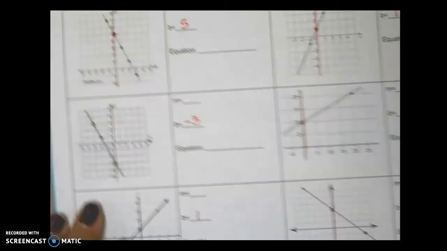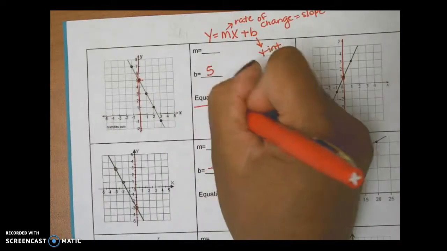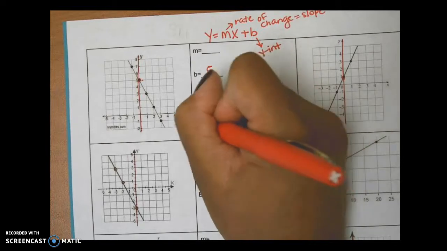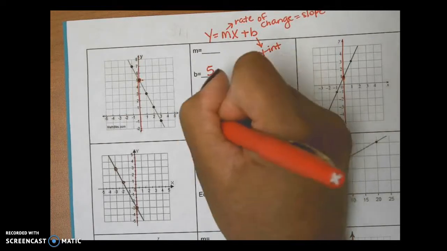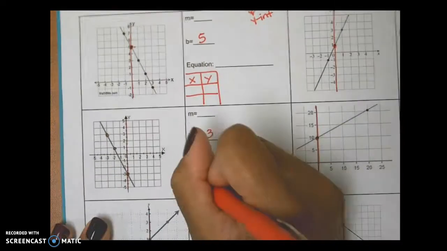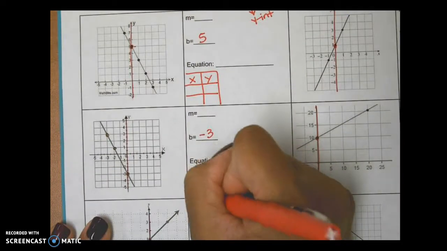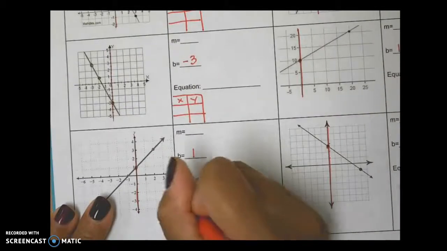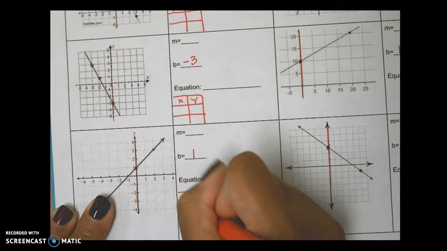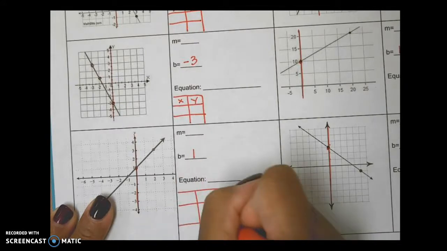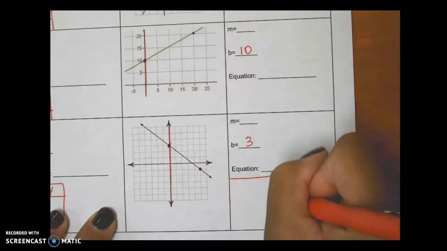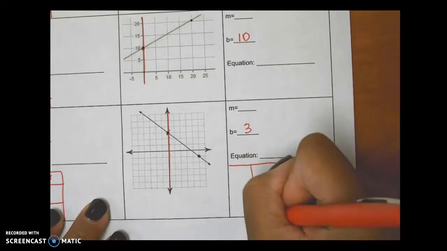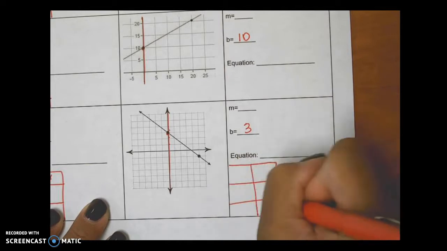Now, on each answer, I need to make a table. It takes 2 points to make a line, so I only need 2 points to find my slope, or my rate of change. X, Y. X, Y. X, Y.